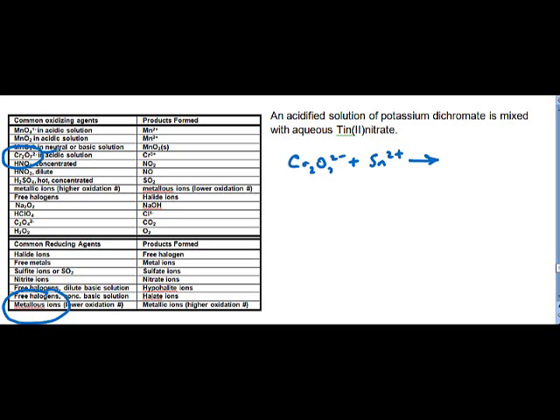Using the chart, we can see that our products, the dichromate functioning as an oxidizing agent, is going to form Cr3+ ions. And our metal -ous ions turn to -ic ions. So the -ous turns to an -ic. So tin +2, which is stannous, is going to turn into stannic ions, which is Sn4+. And this would be our redox reaction.